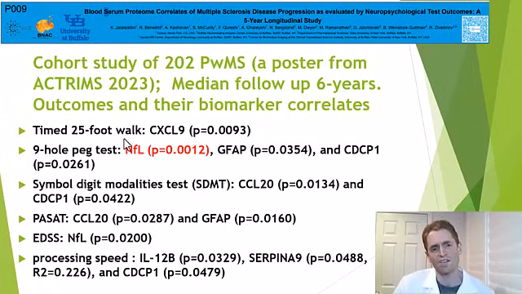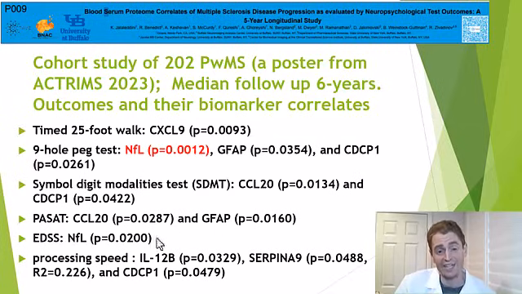So the timed 25-foot walk, how fast someone with MS can walk 25 feet: CXCL9 was correlated with this outcome. For the 9-hole peg test, a measure of hand function where you have to put pegs into little holes very quickly, neurofilament light chain, GFAP, and CDCP1 were associated with this outcome. For the symbol digit modalities test, a measure of cognitive function, CCL20 and CDCP1 were associated with it. For the PACET, another measure of cognitive function, it was CCL20 and GFAP.